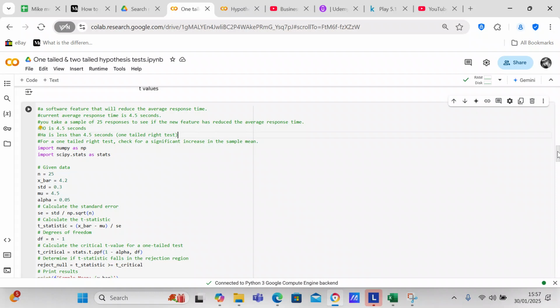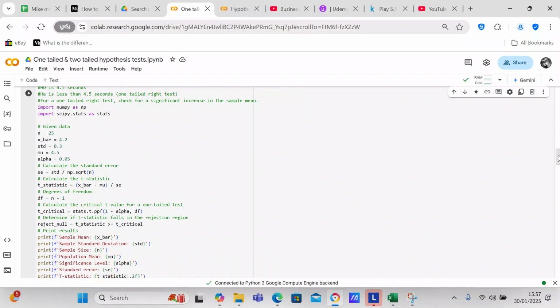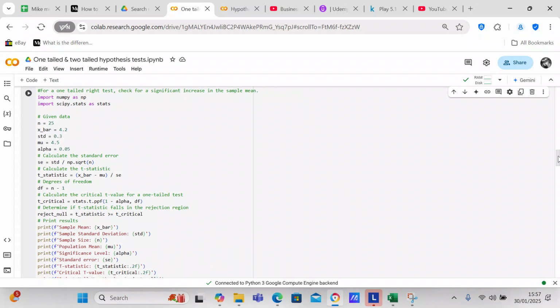So I don't think that's right. I wonder if the alternate hypothesis is greater than 4.5 seconds. Because the null hypothesis is 4.5 seconds, and the alternate hypothesis is less than 4.5 seconds, and that's what you want. So let's see what we've got here. It's on the right side, but it says less than, so that's what we're going to go by for the time being. So we're going to import our libraries of NumPy and SciPy stats, and that's going to calculate your values.